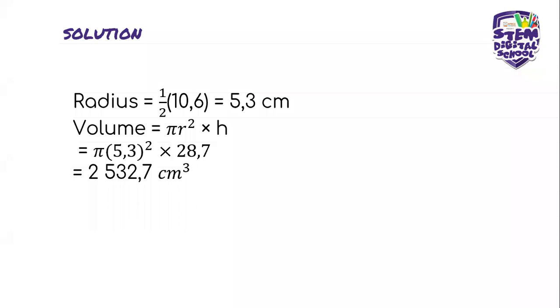And I see that, yes, Thando Ngubane, that's the correct calculation there. You multiply the pi by 5.3 squared, and thereafter you multiply everything by the height. So remember, for the volume of a cylinder, you multiply the base by the height, and in this case, the height is given. So that is basically what you need to do in order to find the volume. So the volume will be 2,532.7. Okay.